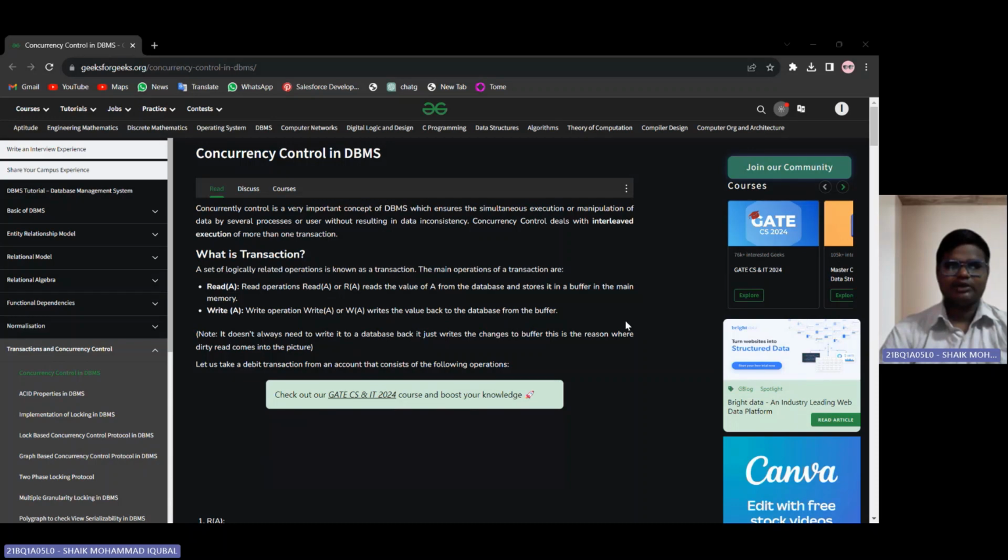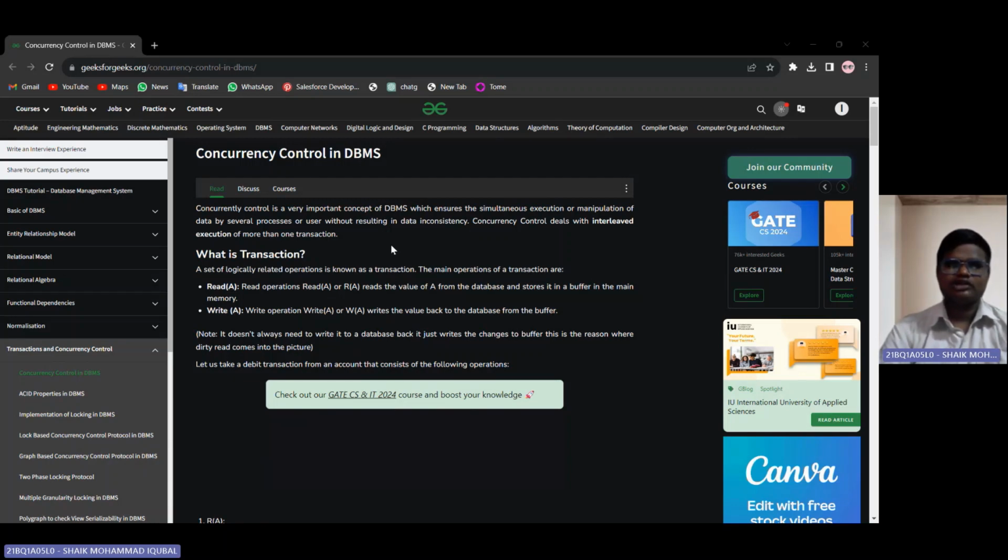Concurrency control in DBMS. Concurrency control is a very important concept of DBMS which ensures the simultaneous execution or manipulation of data by several processes or users without resulting in data inconsistency. Concurrency control deals with interleaved execution of more than one transaction.